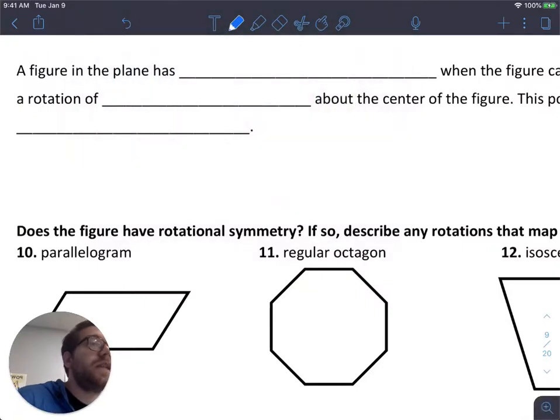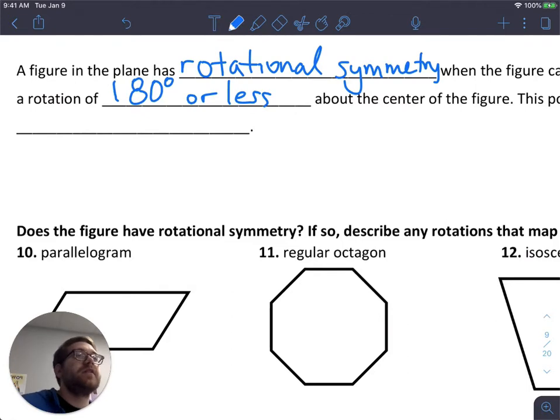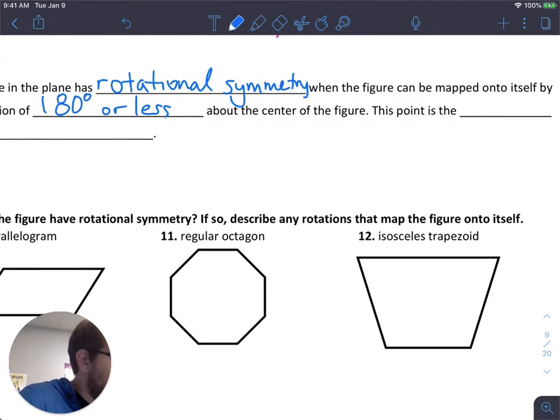A figure in the plane has rotational symmetry when the figure can be mapped onto itself by a rotation of 180 degrees or less about the center of the figure. This point is called the center of symmetry.